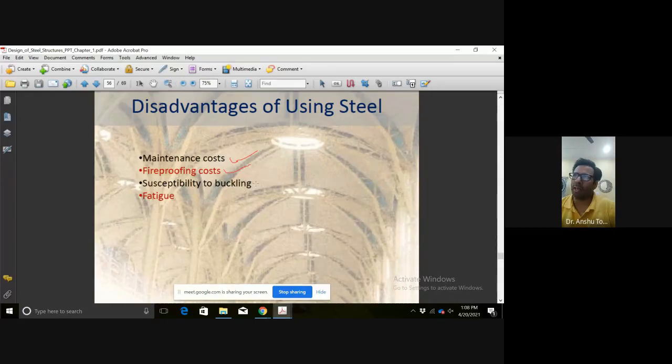Susceptibility to buckling, although it is very rare if it is properly designed. Fatigue is not always dominant where cyclic load is not coming into the picture. It is only possible where cyclic load is there, when you are designing for earthquake or cyclic vibration, such as in rails in a railway line. That type of system leads you to fatigue design. Maintenance costs.